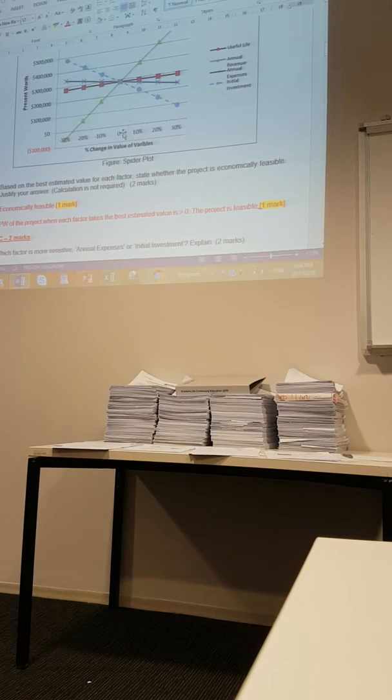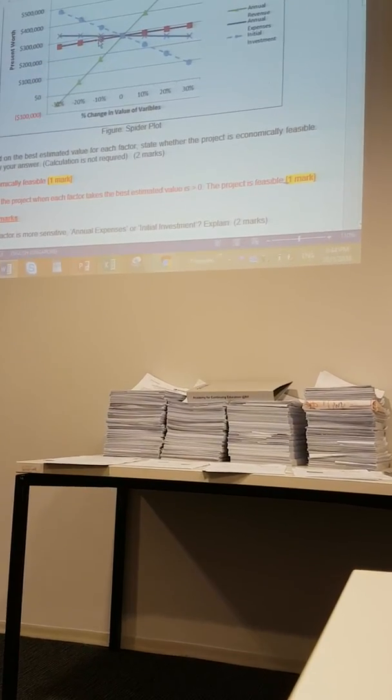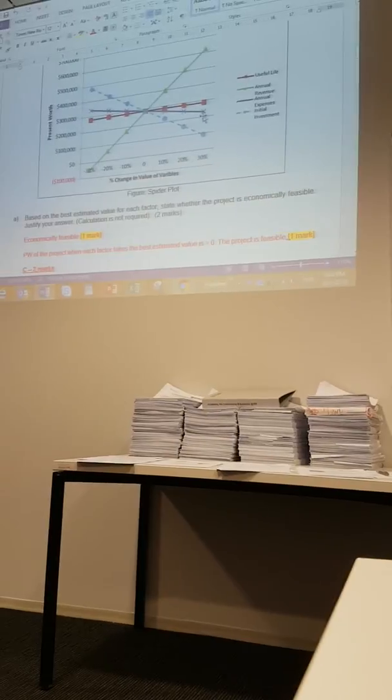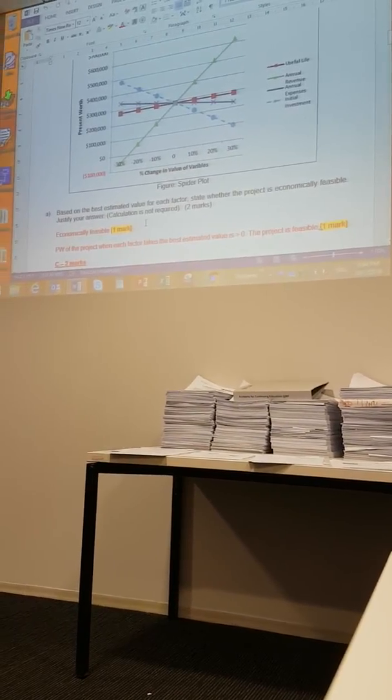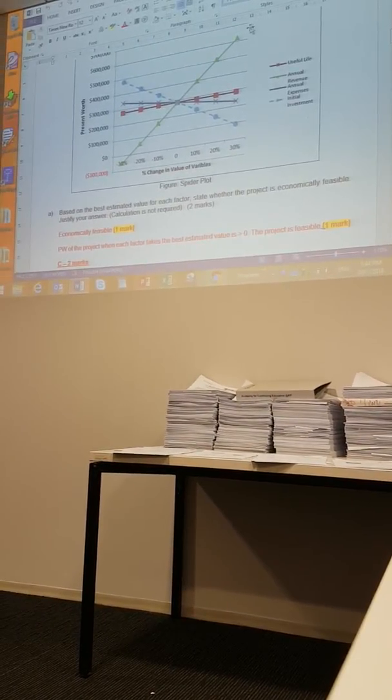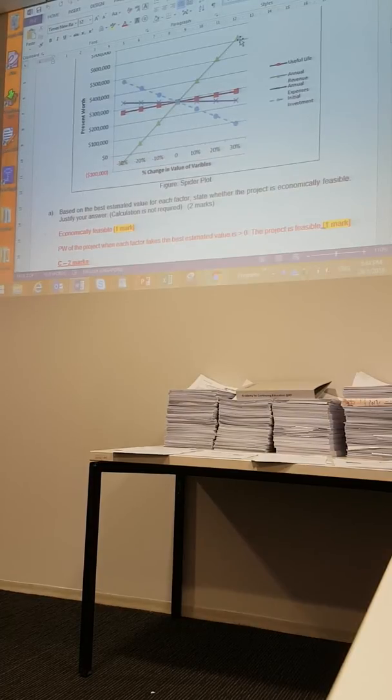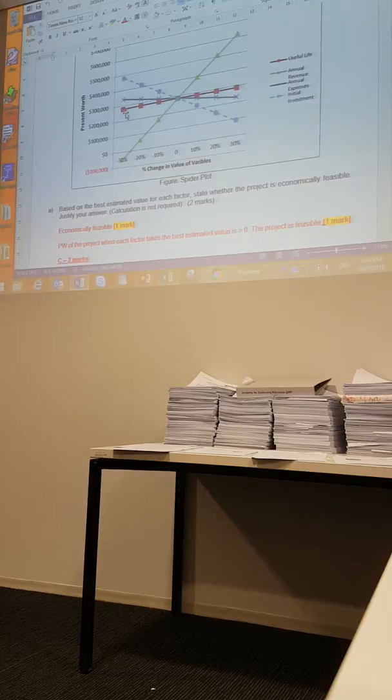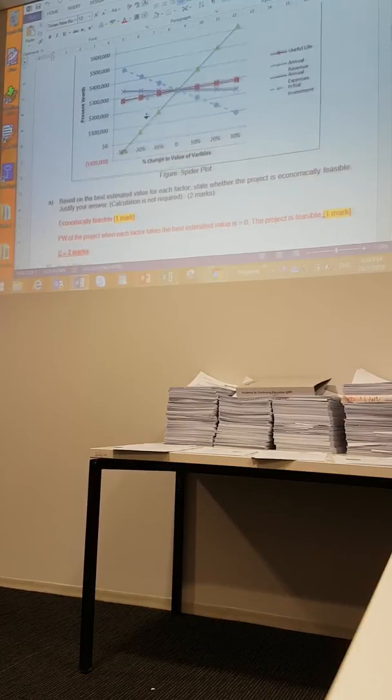They will ask you which one is more sensitive. Annual revenue, because it is more steep, and you need to explain that. Which one is least sensitive? Useful life.